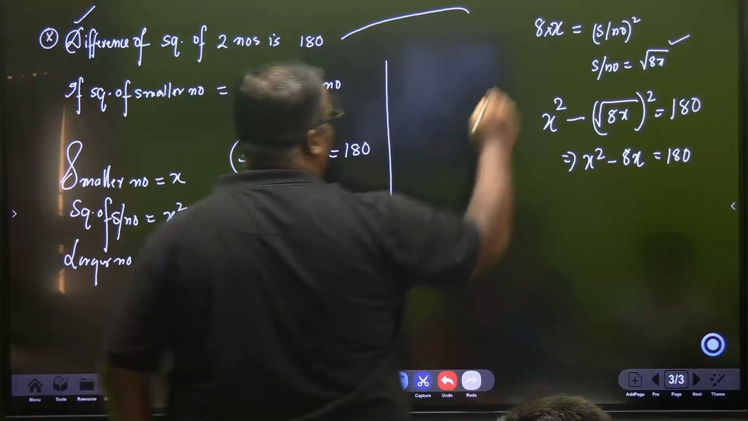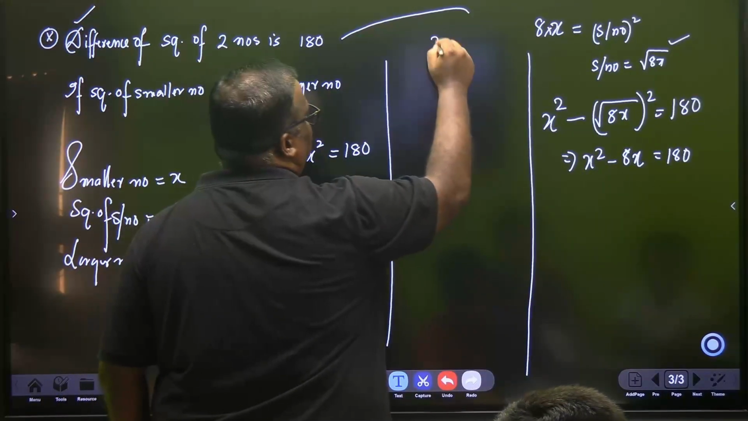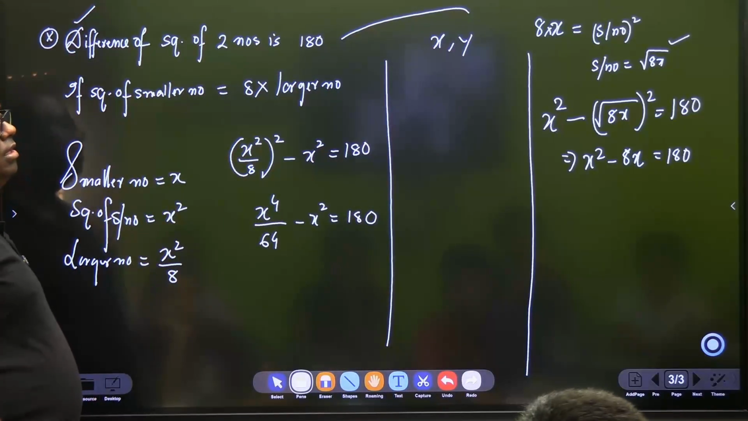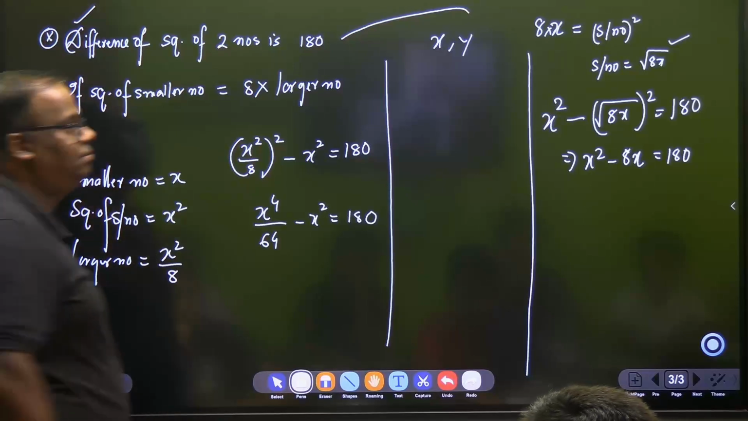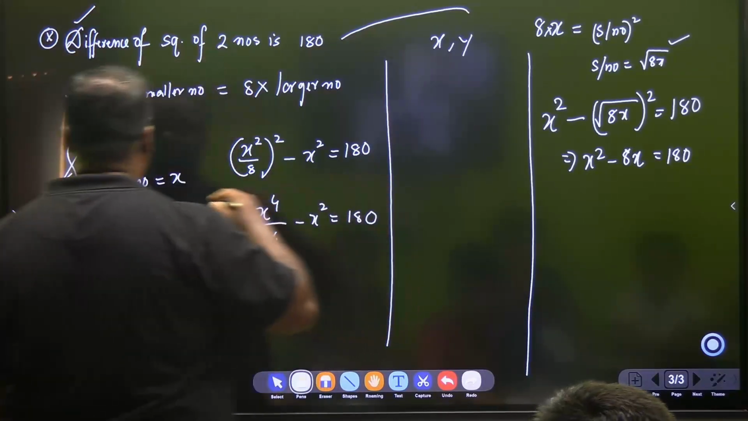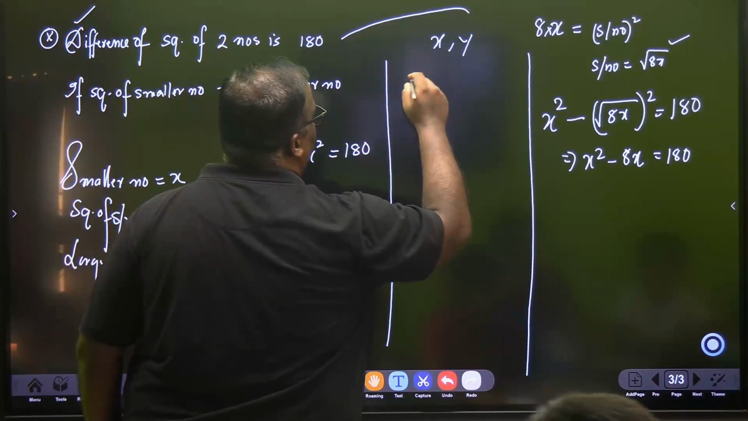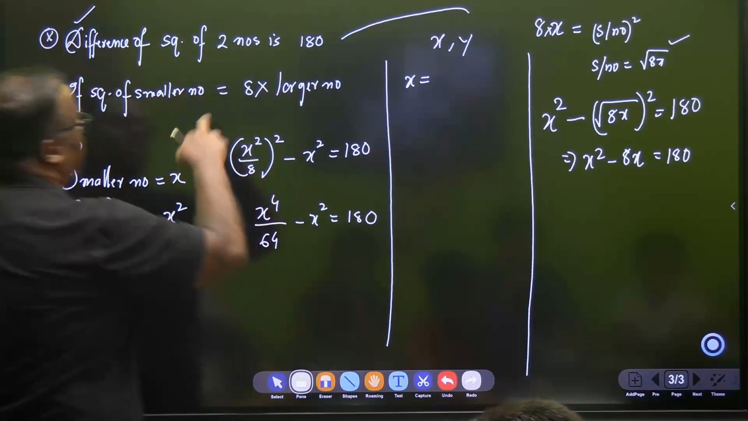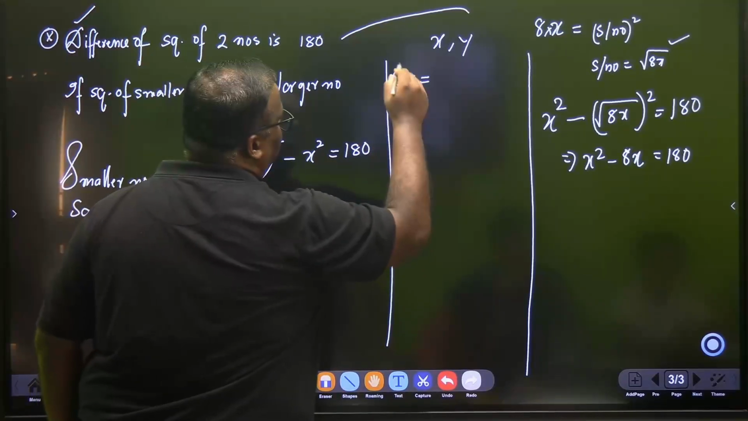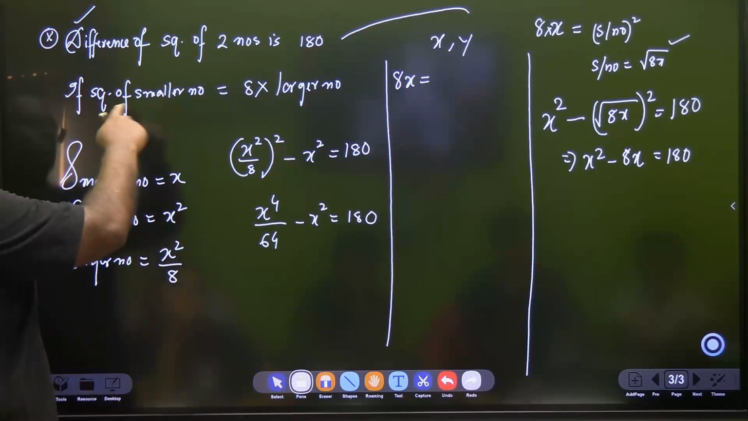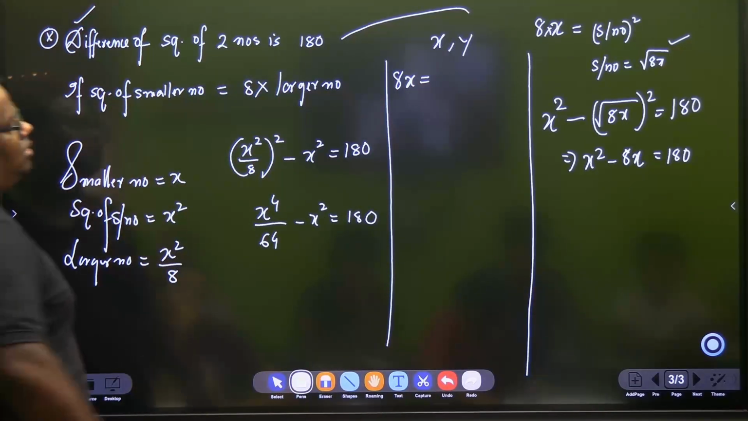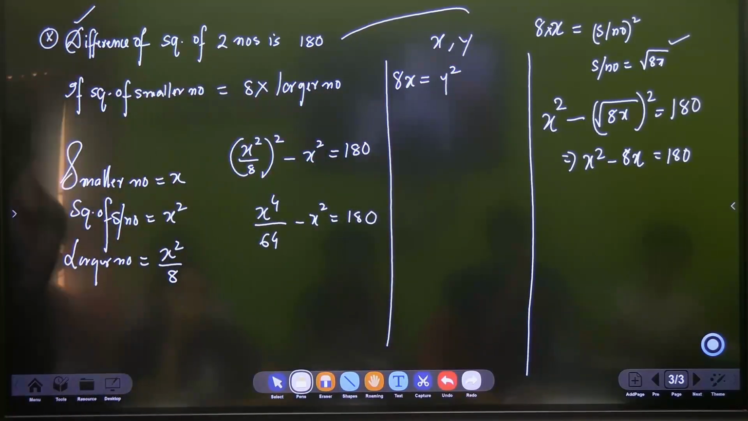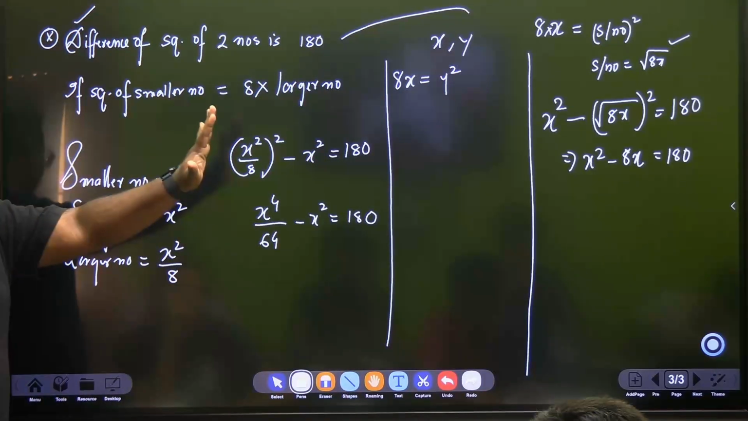You take the two numbers as x and y. Say suppose we take x and y, where x is the bigger number. So what does it say? The bigger number multiplied by 8 should be the square of the smaller number. So this should be y square. Agreed? This is the relation.